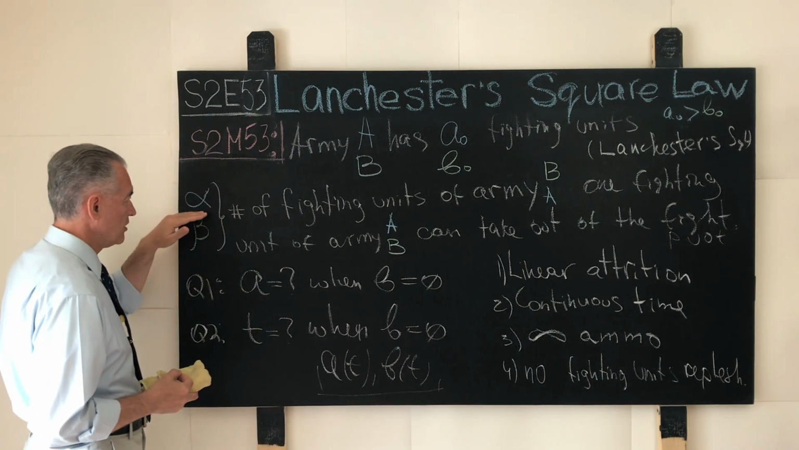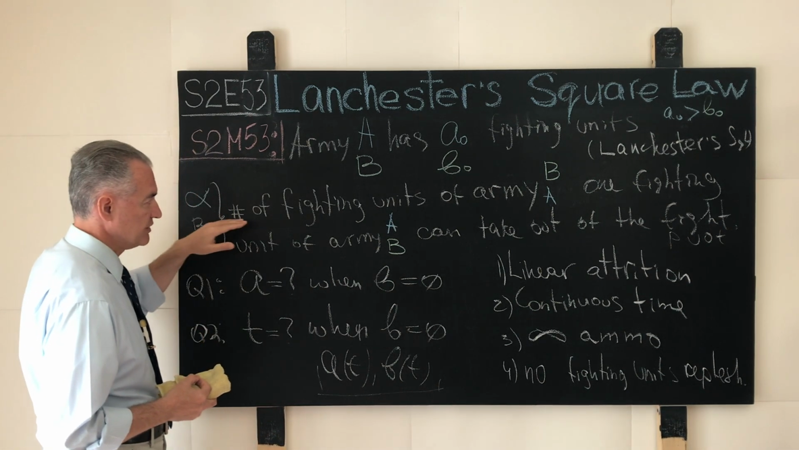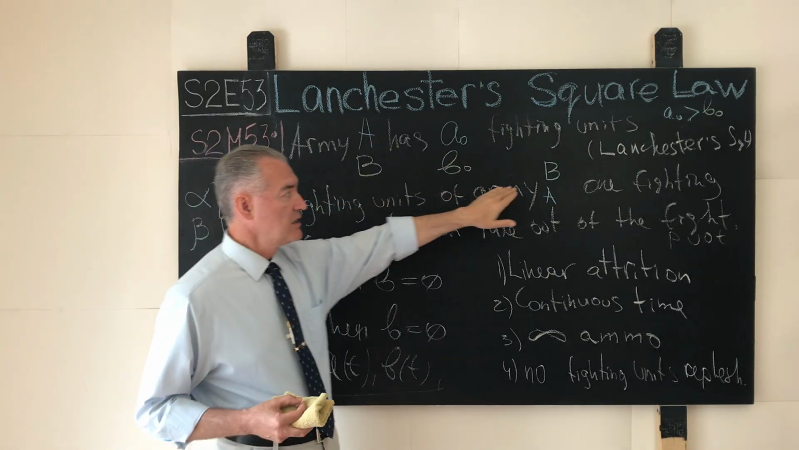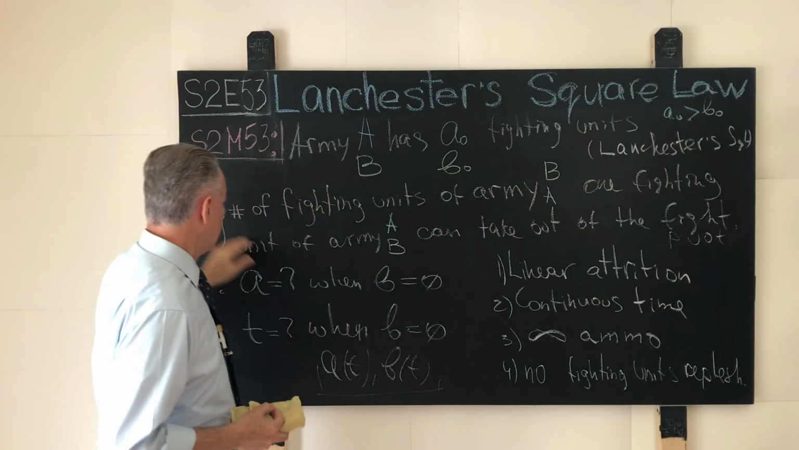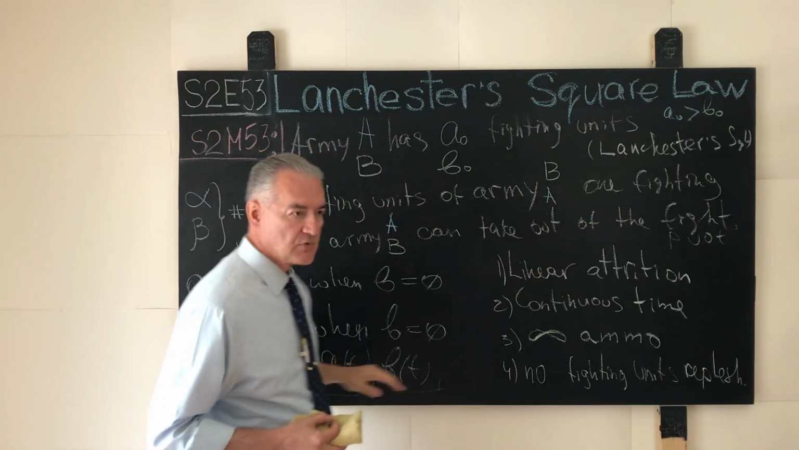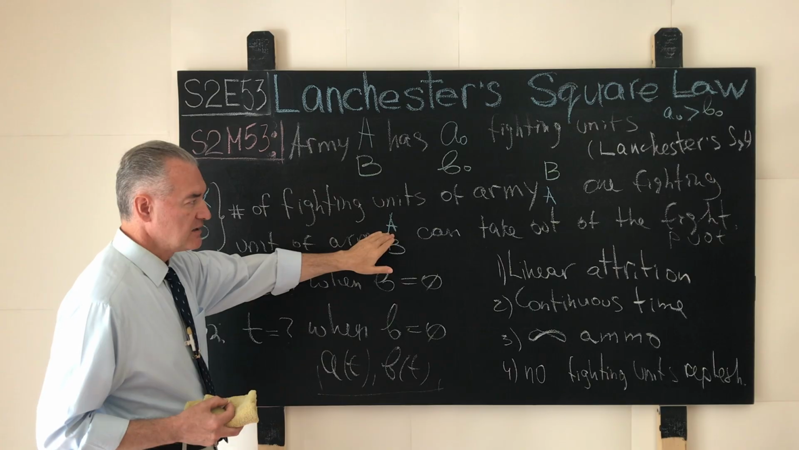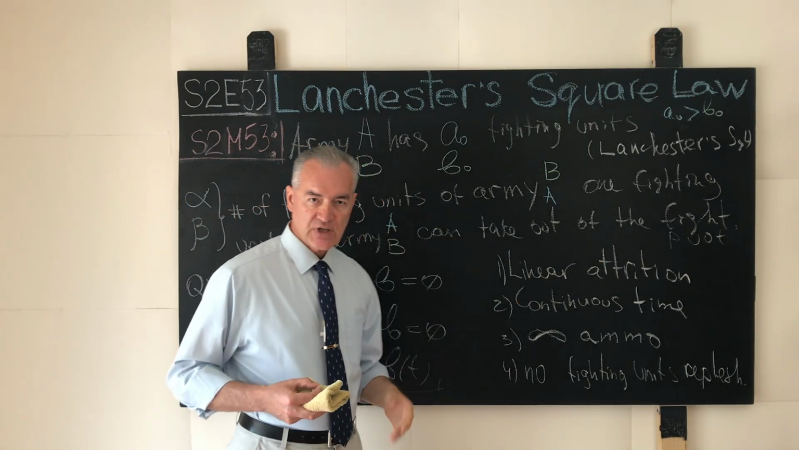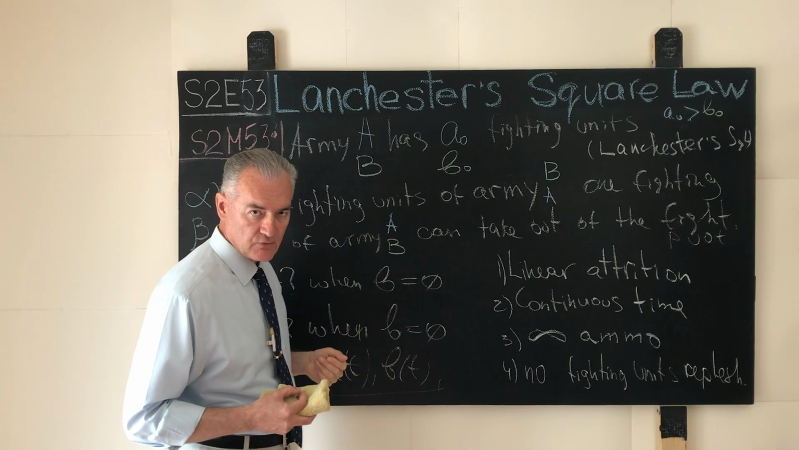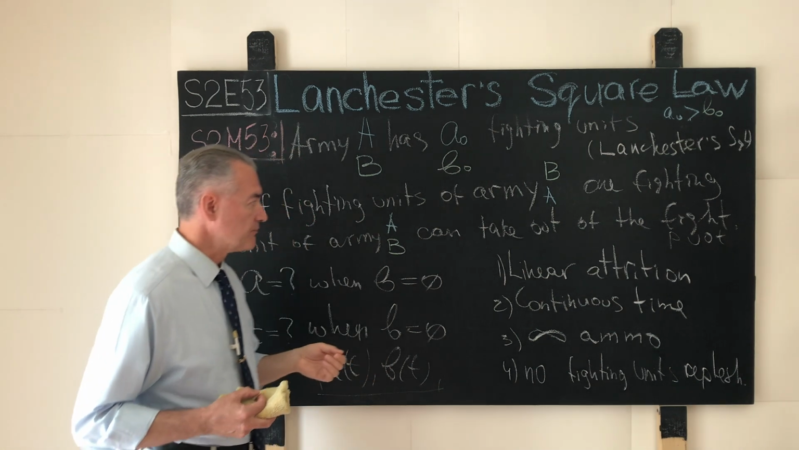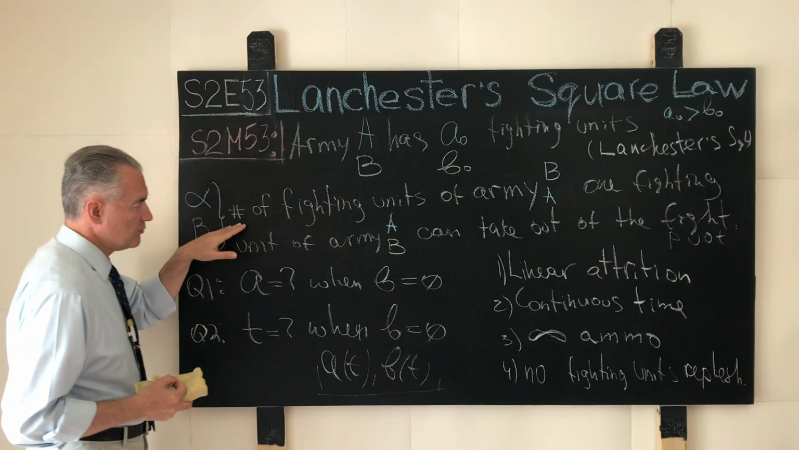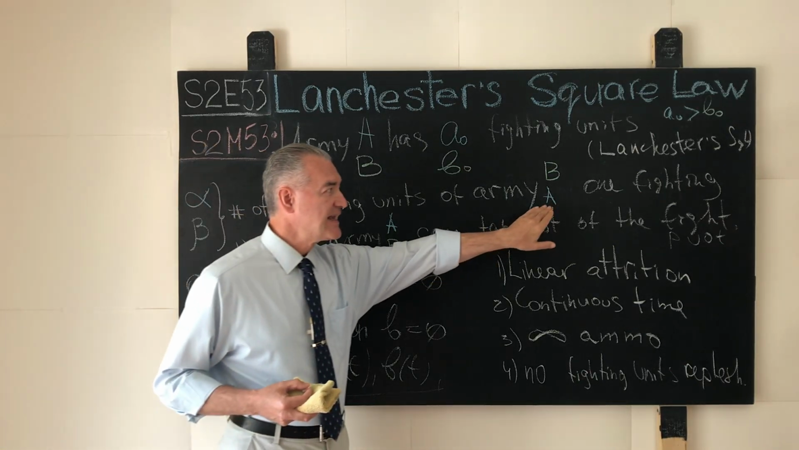For example, the symbol alpha designates the number of fighting units of the Army B, because for the Army A, the Army B is the opponent. So alpha is the number of fighting units of the Army B that one fighting unit of the Army A can take out of the fight per unit of time, before perhaps that fighting unit of the Army A is itself taken out of the fight by one or more fighting units of the Army B. And likewise, beta is the number of the fighting units of the Army A.